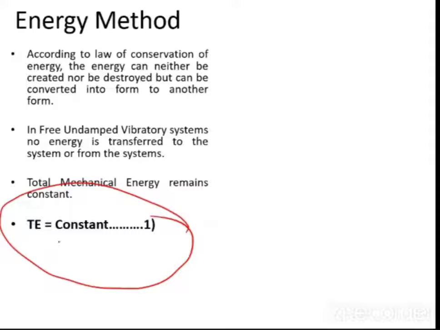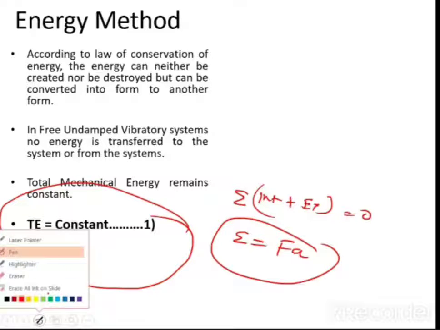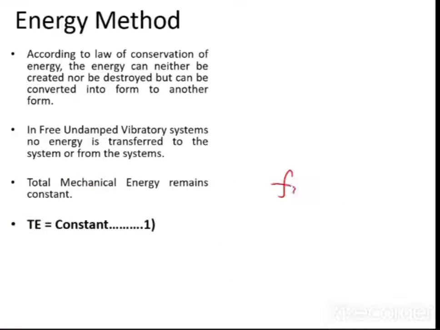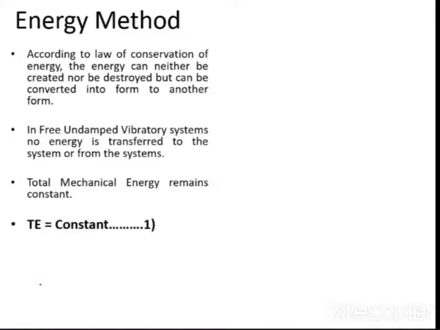Okay, what is the statement of D'Alembert's principle? Summation of inertia forces plus summation of external forces is equal to 0, and summation of F is equal to ma. This is the statement of Newton's method, right? What is the statement of the energy method? Ultimately, what you have to find is Fn is equal to 1 upon 2 pi square root of k upon m in hertz. So ultimately, we'll be getting the same formula, whatever method you study. Okay, so T is equal to constant.